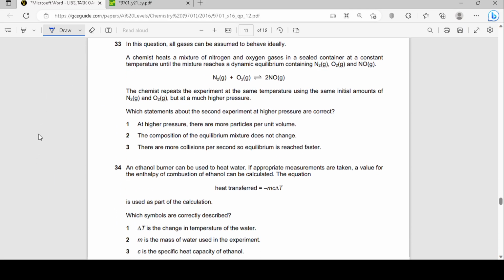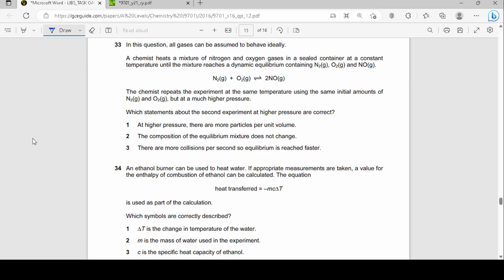Okay, nice. So next question, number 33. In this question, all gases can be assumed to behave ideally. A chemist heats a mixture of nitrogen and oxygen gases in a sealed container at a constant temperature until the mixture reaches a dynamic equilibrium containing N2, O2 and NO. The chemist repeats the experiment at the same temperature using the same initial amounts of N2 and O2, but at a much higher pressure. So, which statements about the second experiment at higher pressure are correct?